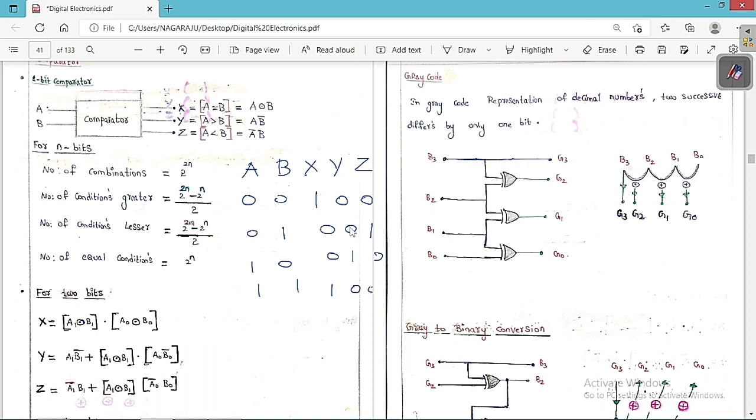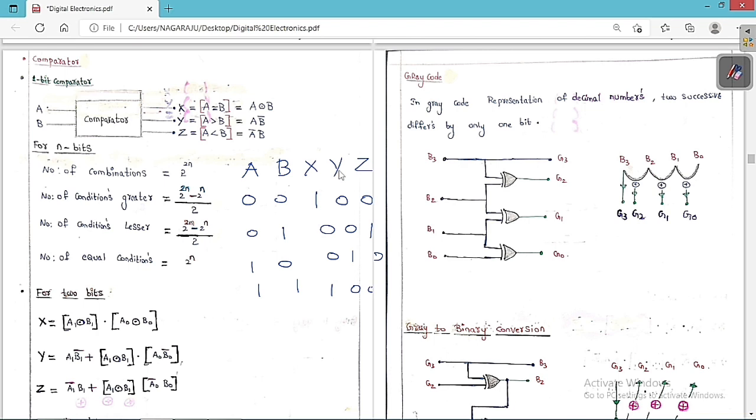So if you write the truth table for X, Y and Z in terms of A and B, we are going to get, for X, A XNOR B, and Y is equal to A B bar, and Z is equal to A bar B. So same thing I have shown here. So therefore X we are going to get A XNOR B, Y is nothing but A B bar, and Z is equal to A bar B.